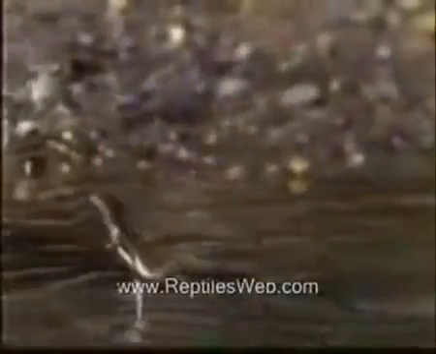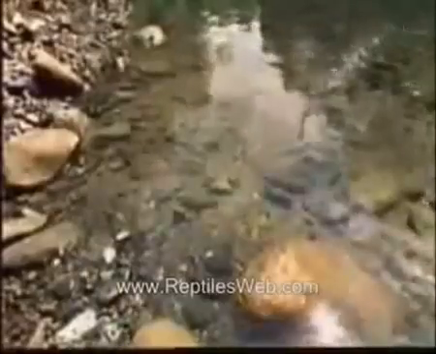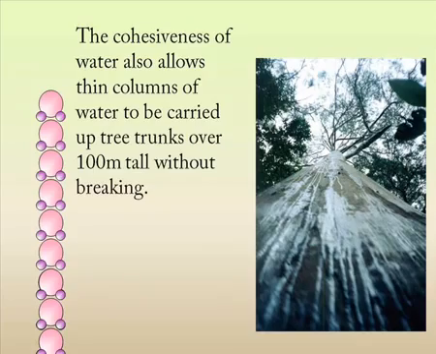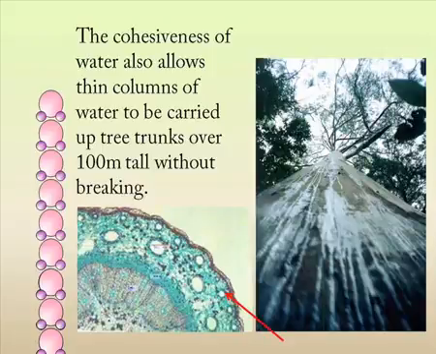But water's properties of cohesiveness are not only important to animals, they're also important to plants. The cohesiveness of water allows thin columns of water to be carried up tree trunks over 100 metres tall without breaking, through these little holes which are shown here. And I'll let this guy explain it to you a bit better than that.